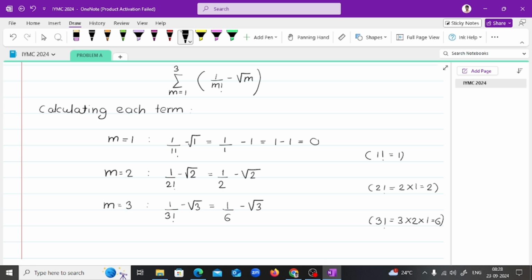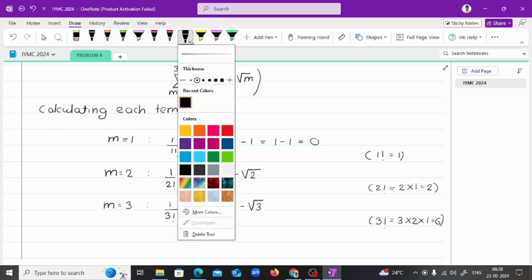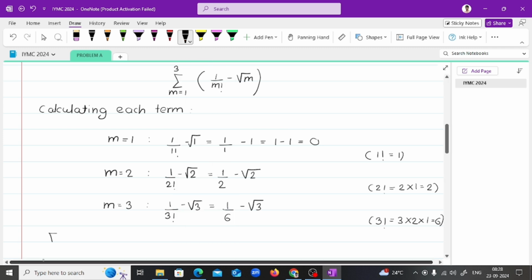So now we have found the value of the bracket 1 upon m factorial minus square root of m for m is equal to 1, for m is equal to 2, and m is equal to 3. Now the only task remaining is to add these 3 values together. So the value of the summation from m runs from 1 to 3 of 1 upon m factorial minus square root of m is equal to the addition of these 3 values, which is 0 plus 1 upon 2 minus square root of 2 plus 1 upon 6 minus square root of 3.